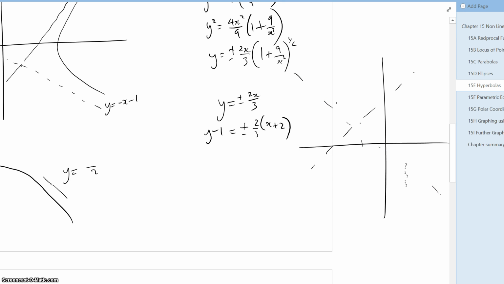Hopefully that's helped a little bit. It's very similar to the other questions. This time we're just translating them left to right.